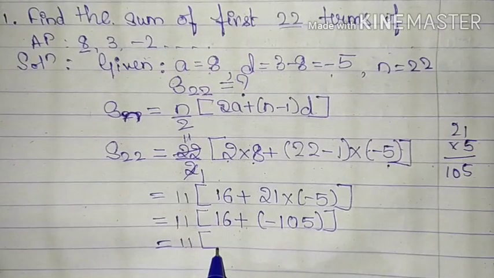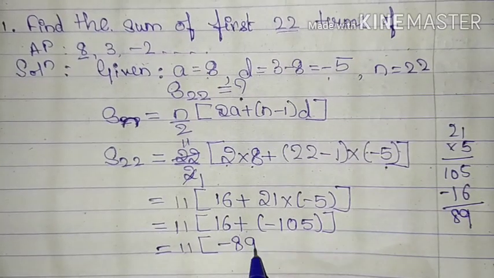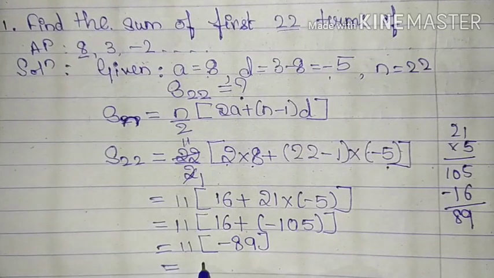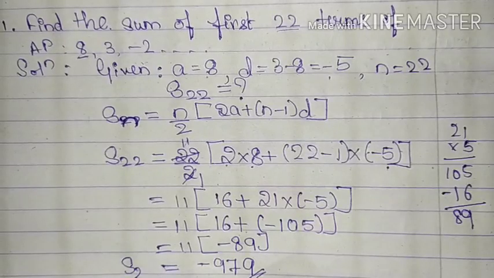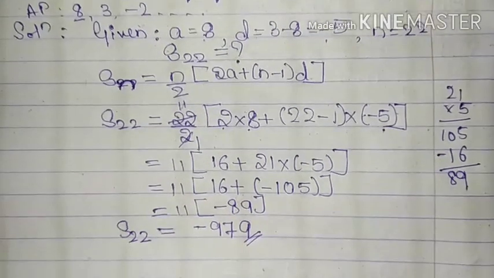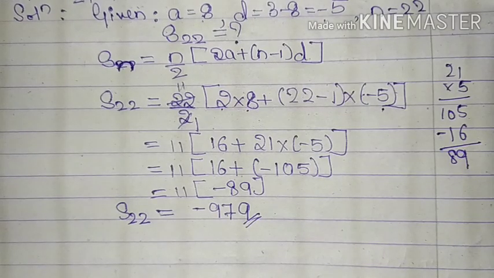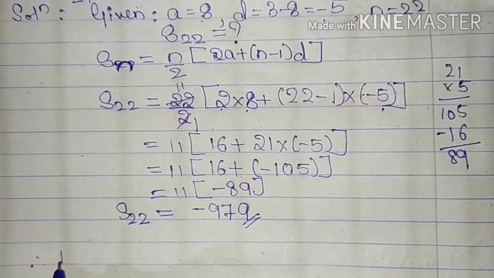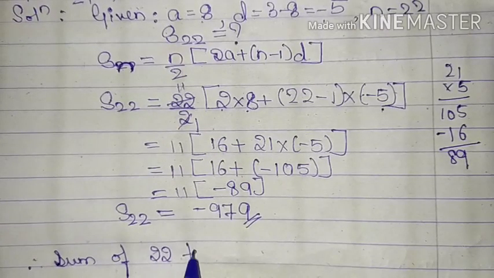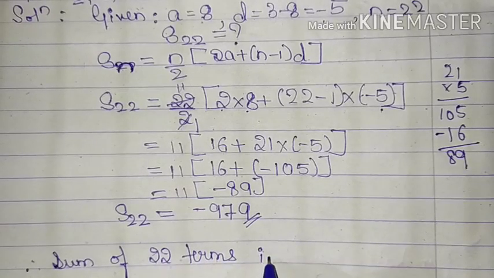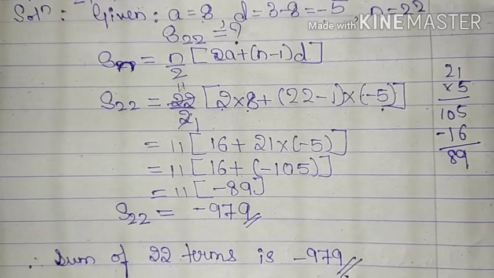So 11 into minus 89, which is nothing but minus 979. So minus 979 is the sum of first 22 terms of our given arithmetic progression. Let's write it down. Therefore, sum of 22 terms is minus 979. This is our solution.